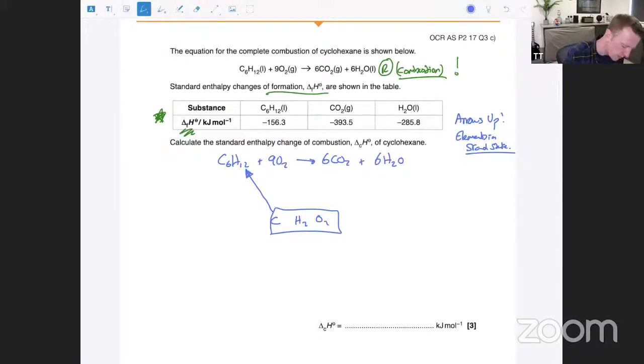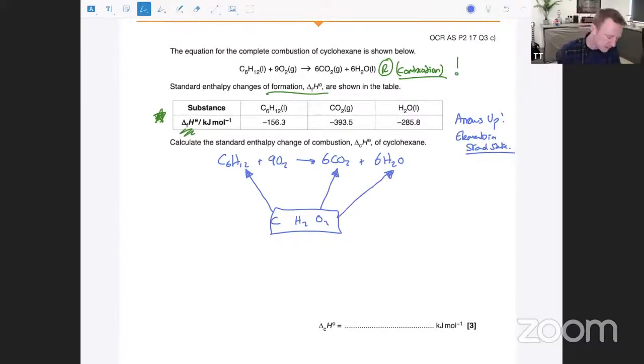Forming 9O2, I'm not going to put an arrow there. Why am I not going to bother putting an arrow there? Good. Yeah, it's 0. Okay. So forming a mole of oxygen from a mole of oxygen, what's the enthalpy change there? Are any bonds being broken? Are any bonds being formed? No. All right. So nothing's happening. So nothing's going there. We're forming 6 carbon dioxide and we're forming H2O.